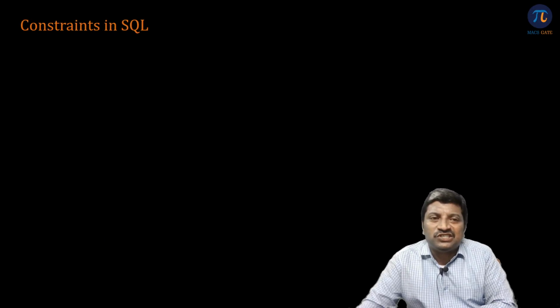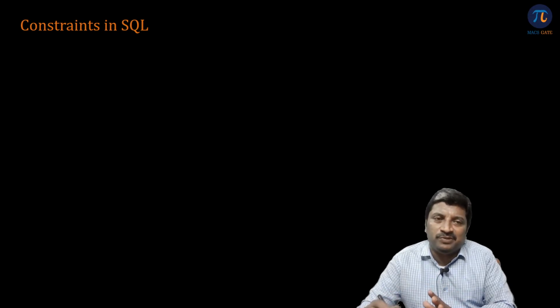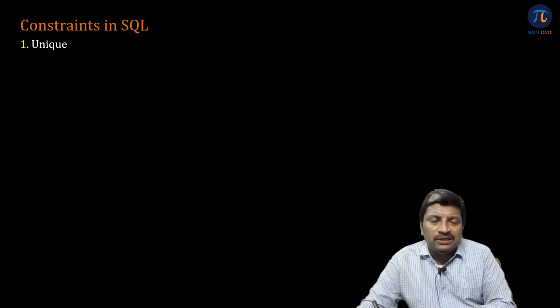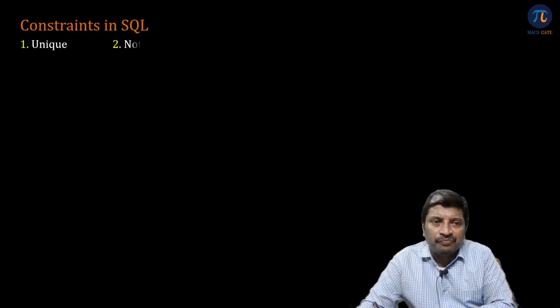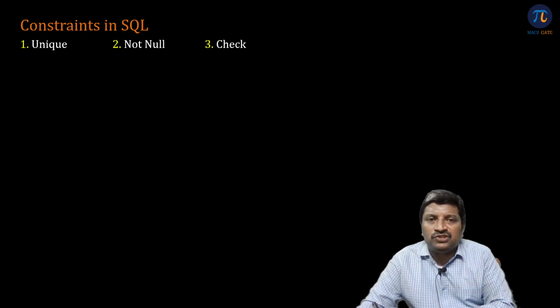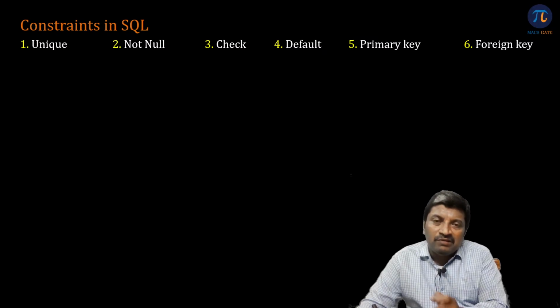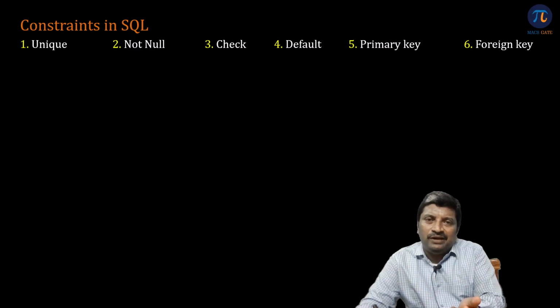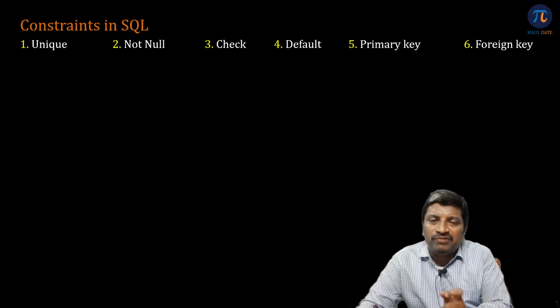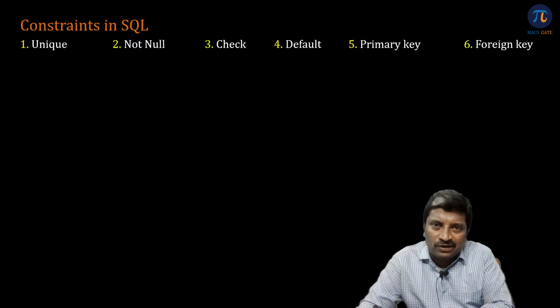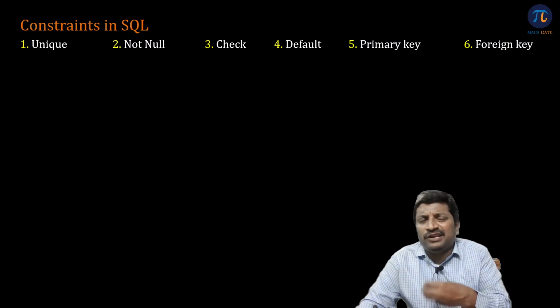Then what are the constraints we need to consider when we are creating relations in a database? The constraints are unique, not null, check, default, primary key, foreign key. So these are the constraints we can specify when we create a relation. In the last slide, when we created a table, we did not specify any condition. That means the user can enter any value.